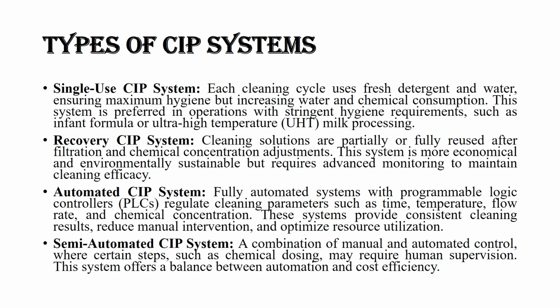Automated CIP system. Fully automated systems with programmable logic controllers regulate cleaning parameters such as time, temperature, flow rate, and chemical concentration. These systems provide consistent cleaning results, reduce manual intervention, and optimize resource utilization. Semi-automated CIP system. A combination of manual and automated control, where certain steps, such as chemical dosing, may require human supervision. This system offers a balance between automation and cost efficiency.